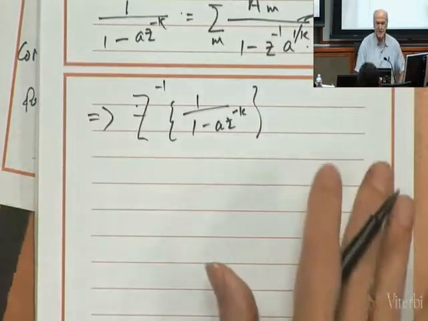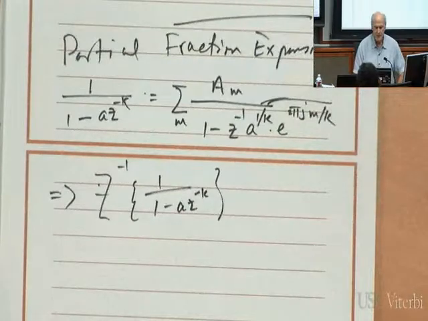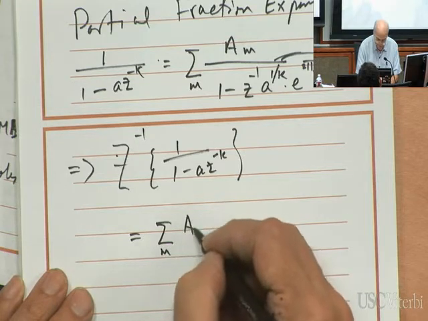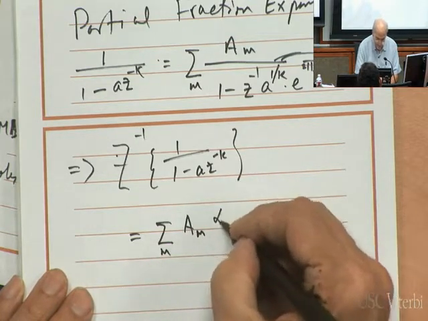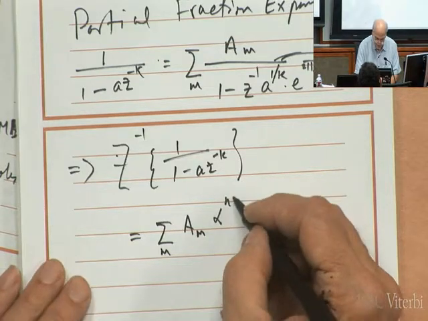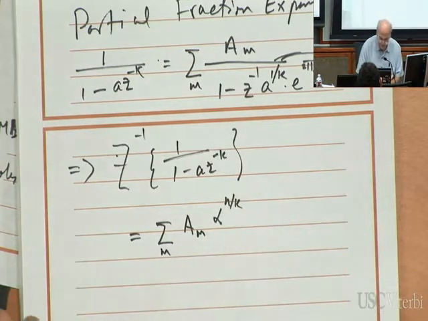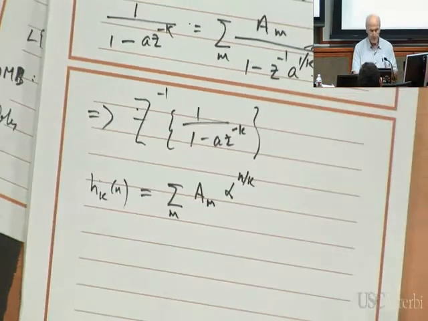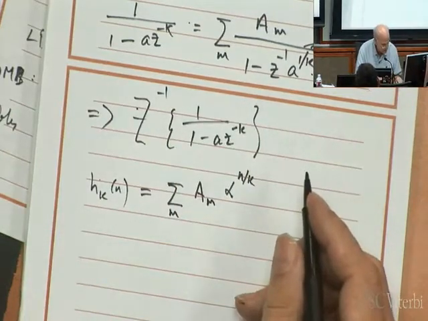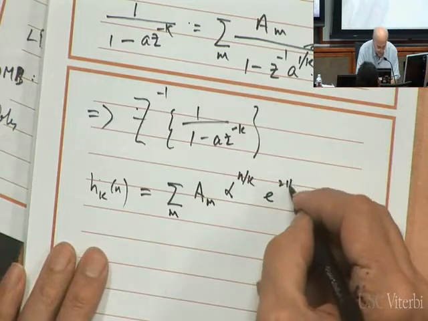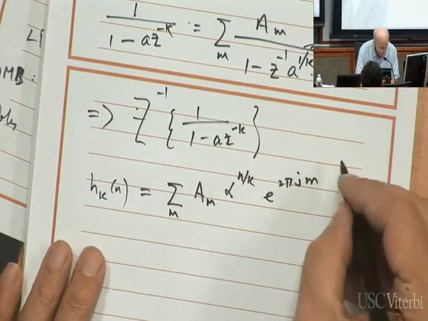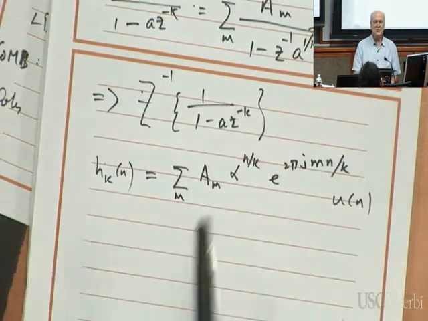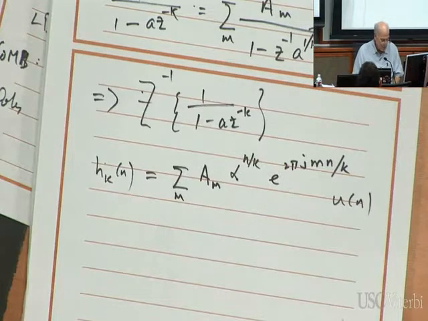Well, if you did an inverse Z transform of that, since everything's causal, what you're going to get is a bunch of terms like this: A sub m alpha to the n over k. So this is going to be like the impulse response. By the inverse Z transform of this, you're going to get all of these terms, e to the 2 pi j m n over k times u of n, of course. So that's what I would get for my impulse response.